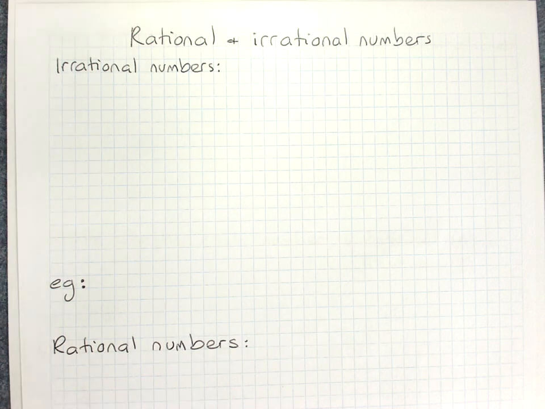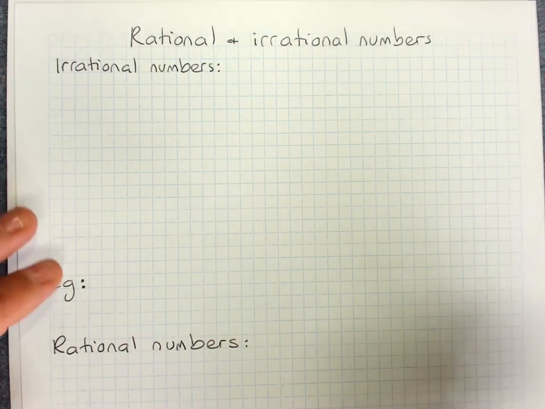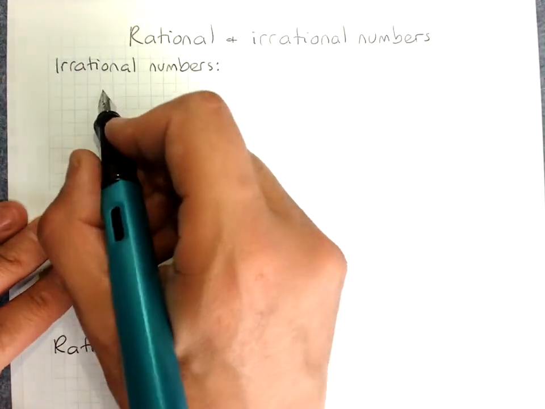Rational and irrational numbers. These are two main groups of numbers, and we need to know a little bit about them. We're going to start by defining irrational numbers, because we've just been looking at non-terminating and non-recurring decimals, and that's what these are.